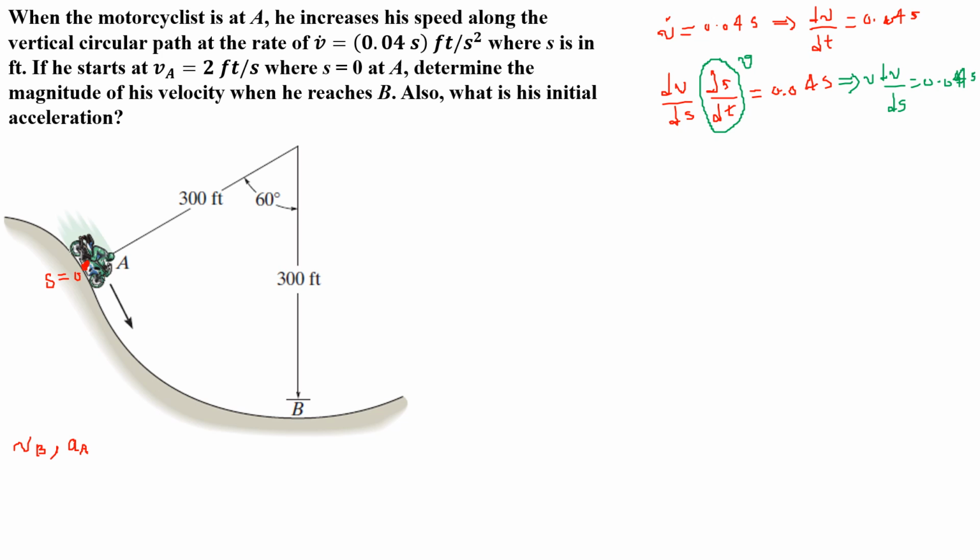So v dv equals 0.04 s ds. Now if we integrate both sides, what are the integration limits? We are going from A to B. At A, the velocity is 2, so the lower limit for v is 2, and the upper limit is just v, which is really vB, since I'm looking for a number.